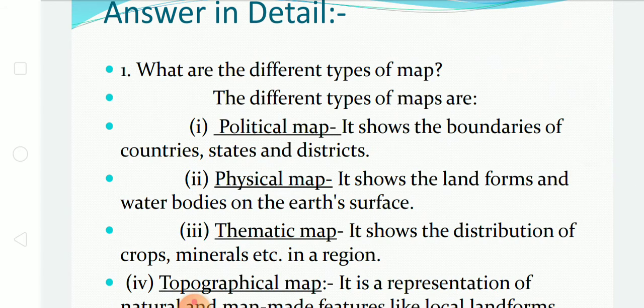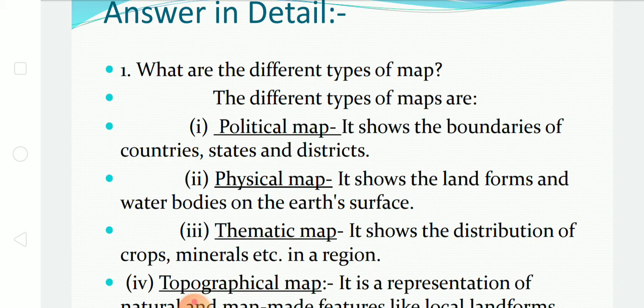First question of answer in detail. What are the different types of maps? If this question is coming for your exam, only 3 points are necessary. You can write any 3 types of map, either political, physical, thematic, or you can remove thematic and write topographical, like that. Any 3 types of map you can write and explain.